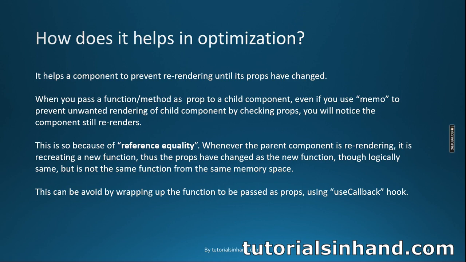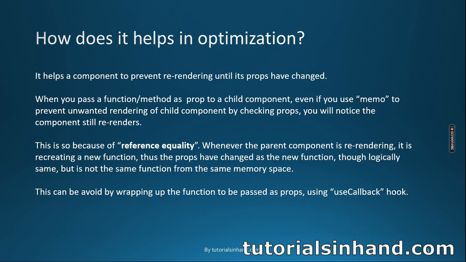So now let me dilute this information for you. In the previous video, we learned about React memo, and what I said was, when you wrap any component using memo, what you basically do is check the props that are received in the child component. If the props are the same, the child component doesn't re-render, and if they are different, the child component renders again. Now let me give you a small catch.